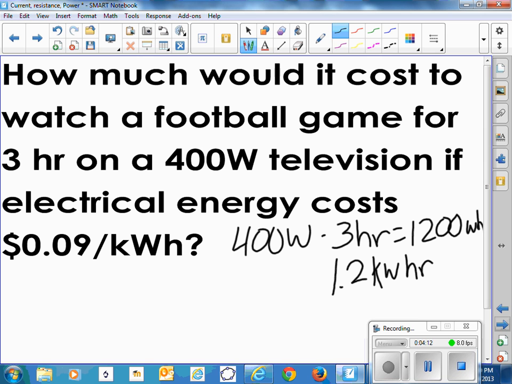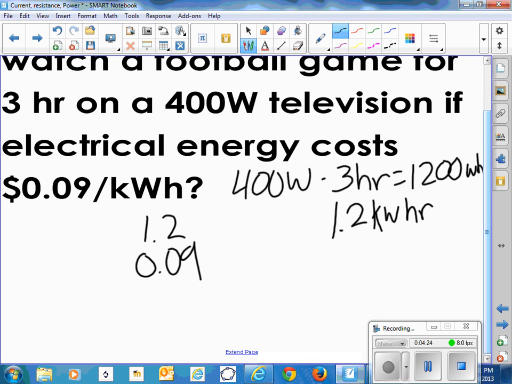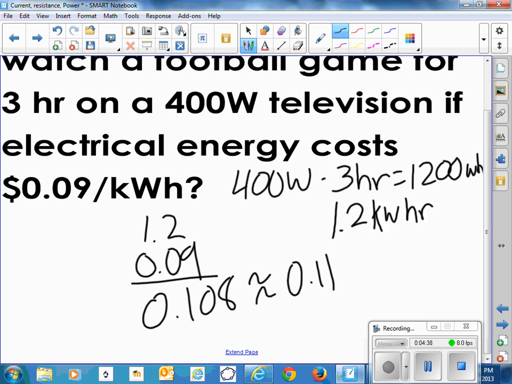Well, multiply that by the 9 cents. 1.2 times 0.09 equals 0.1108. So that's about $0.11, 11 cents.